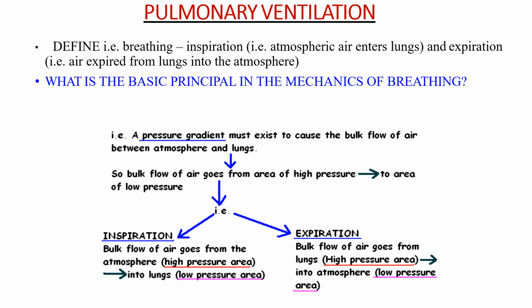So bulk flow of air goes from an area of high pressure to an area of low pressure, that is inspiration and expiration. So during inspiration, the air goes from the atmosphere, that is the high pressure area, into the lungs. And during expiration, air goes from the lungs into the atmosphere. So the main principle is that bulk flow of air goes from an area of high pressure to low pressure. So a pressure gradient must exist.